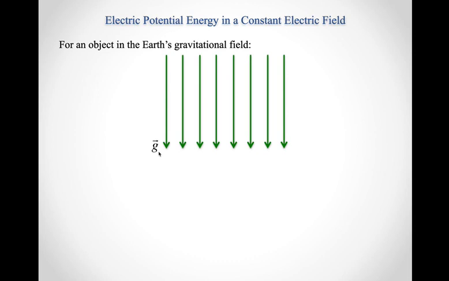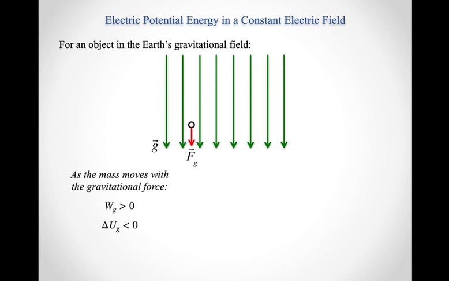And we know that if we place a mass into that gravitational field, the force acting on that mass will point down. Which means that if I let the mass move down, it's moving with the gravitational force. Force and displacement point in the same direction, so the work done by the gravitational force will be positive. But of course that means that the change in the gravitational potential energy will be negative. You've decreased the gravitational potential energy by letting your mass move down.